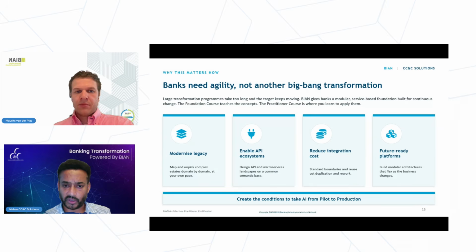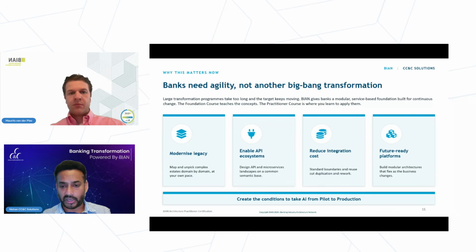BIAN also has a very standardized API ecosystem to enable interoperability and ease of integration, which again then moves into reducing integration costs. And lastly, being composable, it helps you future-ready yourself so that you're no longer stuck in these big monoliths and unable to transform quickly.